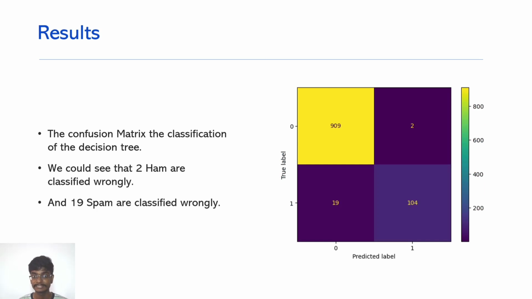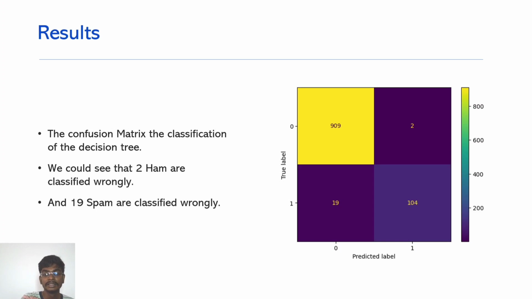So here you can see the classification matrix. Over here, only two of the ham messages have been wrongly classified as spam, and 90 of the spam messages have been classified as ham. The ham message is a good message that is necessary for us, which is not spam.